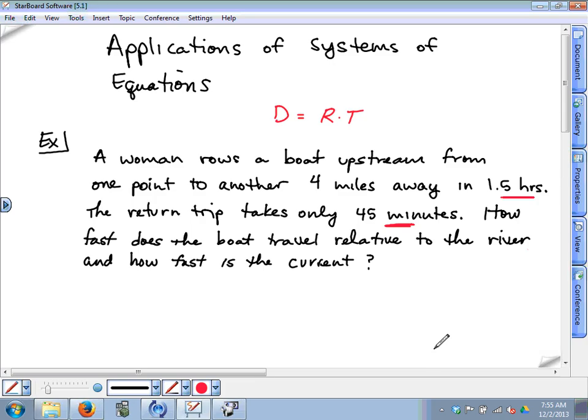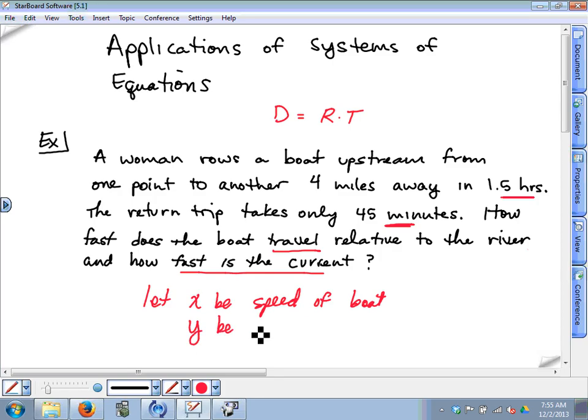We don't know 2 things. We don't know how fast the boat's traveling. We don't know how fast the current is either, so we need to assign 2 variables. So let's let x be the speed of the boat, and let y be the speed of the current.